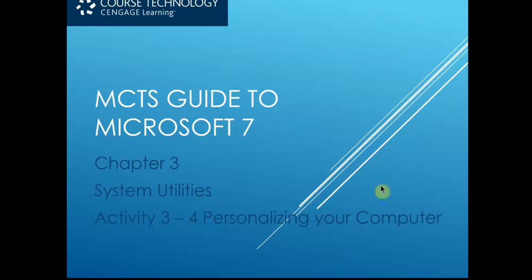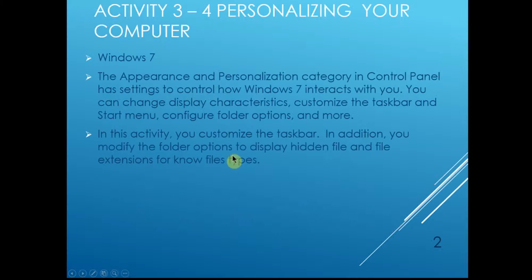Okay, for this video, we're going to be looking at Chapter 3, System Utilities, and we're going to be looking at Activity 3-4, Personalizing Your Computer. In Windows 7, in the book, there's Activity 3-4, Personalize Your Computer.